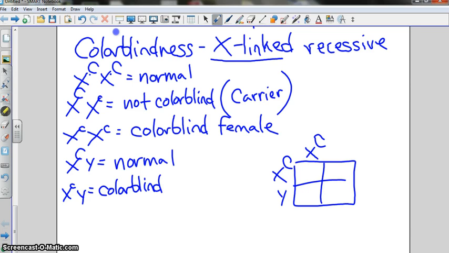Did you do that wrong? Yeah, it doesn't matter. I made my rule and then I broke it.